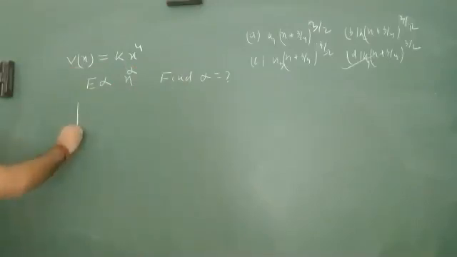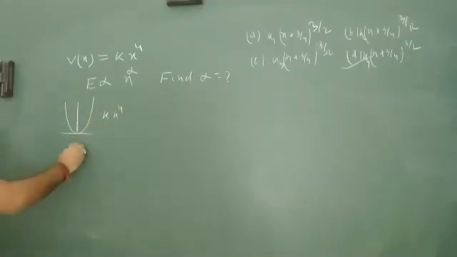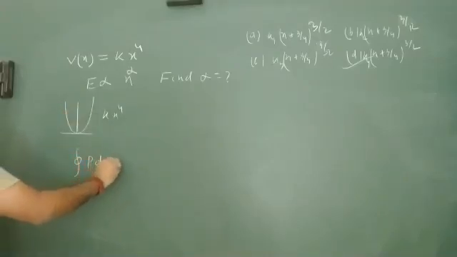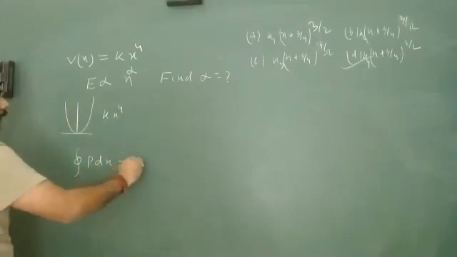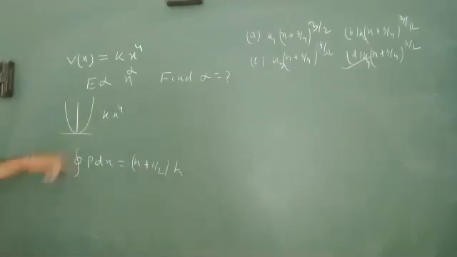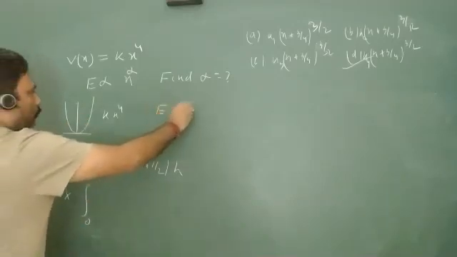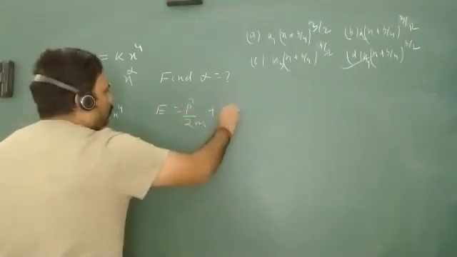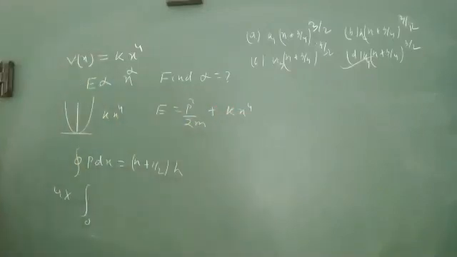So V is equal to k x to the power 4. And what we have to do is just go for this integration, because this is smooth. So we will go for the integral of p dx is equal to n plus half times h. And this integration can be written as 4 times the integration from 0 to the turning point, where we can find E is equal to p square upon 2m plus k x to the power 4.